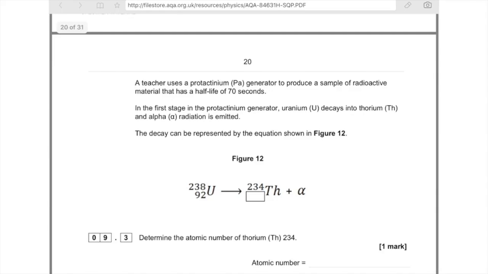A teacher uses protactinium PA generator to produce a sample of radioactive material that has a half-life of 70 seconds. In the first stage in the protactinium generator, uranium decays into thorium and alpha radiation is emitted. The decay can be represented by this equation. Determine the atomic number of thorium 234. So remember, with alpha radiation, what's happening is that 2 protons and 2 neutrons are being given off. That means that the mass number decreases by 4, and as we can see, it's gone down to 234 from 238. In terms of what happens to the atomic number, that's the same number as the proton number. So if you lose 2 protons, clearly the new number here will be 90.